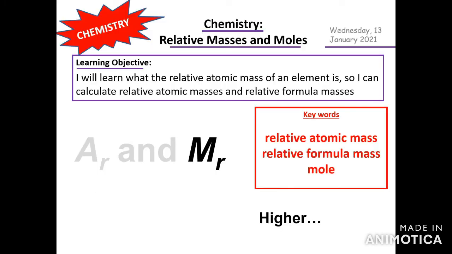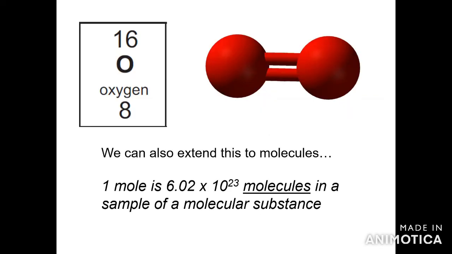Okay, so that was Ar and moles. Let's have a look at Mr. It's very similar, but slightly different. Mr, the relative formula mass. We can also extend this idea of moles to molecules. So instead of talking about moles of atoms, we can refer to moles of molecules. And as before, we use the same number. 1 mole is 6.02 times 10 to the power 23 molecules in a sample of a molecular substance. Okay, so we can talk about moles of molecules, we can talk about moles of atoms.